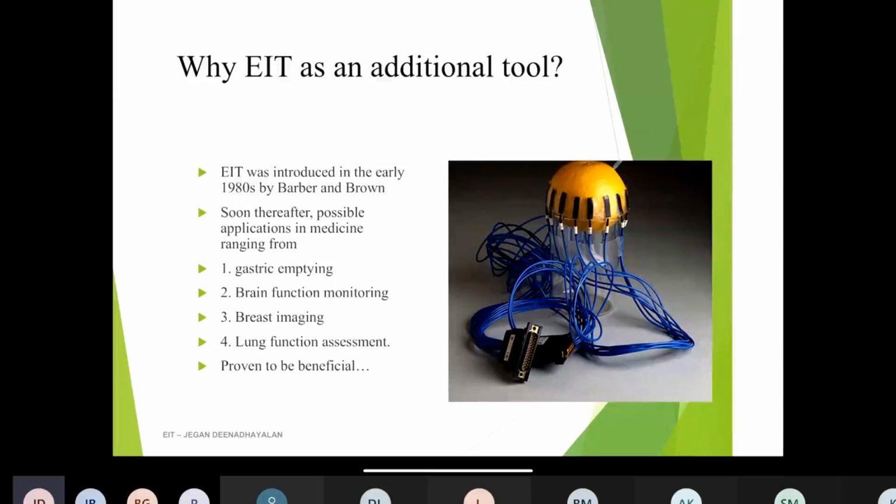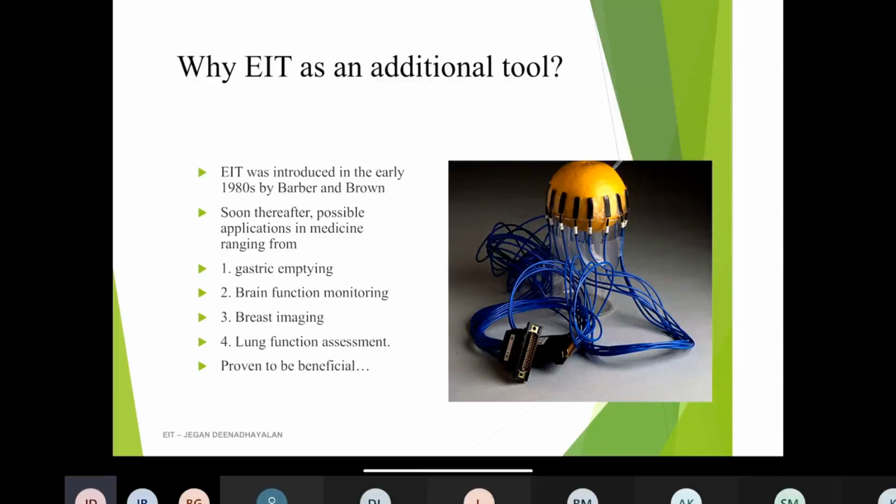So why do we need this as an additional tool? EIT was introduced in the early 1980s by Barber and Brown. By that time, there was not much awareness of this concept, not many studies had been done, and there was not much practical experience. But soon thereafter, it was used in many departments, for example gastroenterology, neurology, and mammography. Our main focus is on lung function assessment, because it has been proven beneficial in all sorts of requirements.